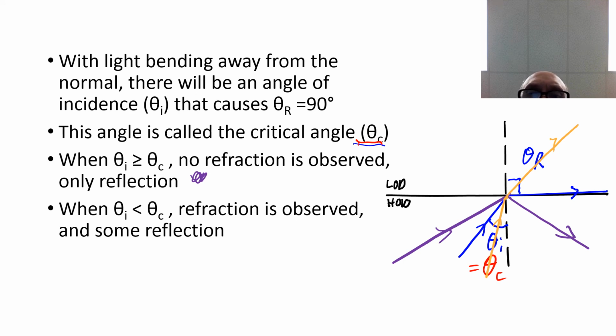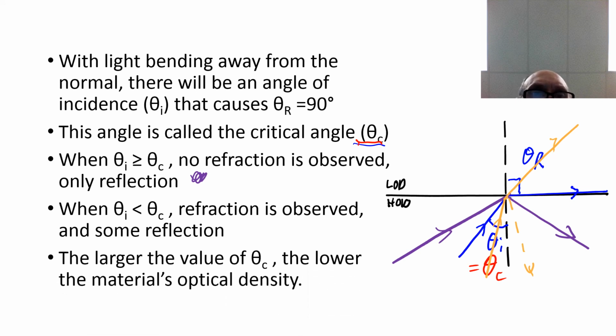However, when theta i is below the critical angle, you get refraction, but you're also going to get a little bit of reflection. So I'm going to put that in a faint dashed line. It's not really a ray extension. What it is just that there's going to be less of it. Lastly, the larger the value of the critical angle, so the further over that is, the lower the material's optical density, because if it's got a high optical density, it doesn't take a lot of angle to get that huge bend. Lower optical density means you've got less bending, so you've got to get the critical angle bigger to make that work. So I know the diagram's a little messy.